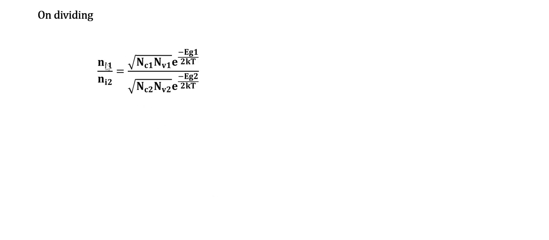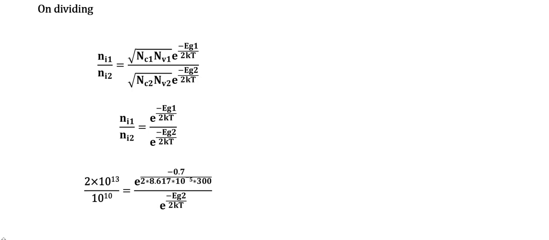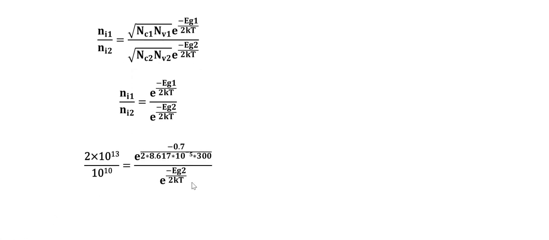Now what you have to do is take the ratio Ni1 by Ni2, and since Nc and Nv are equal in both 1 and 2, those terms will get cancelled. Only what will remain is e power minus Eg1 by 2 times Kt and e power minus Eg2 by 2 times Kt. So the rest of the values are given. So if you substitute that, then it goes like this, and the only value remaining is minus Eg2. So have you reached till this substitution?